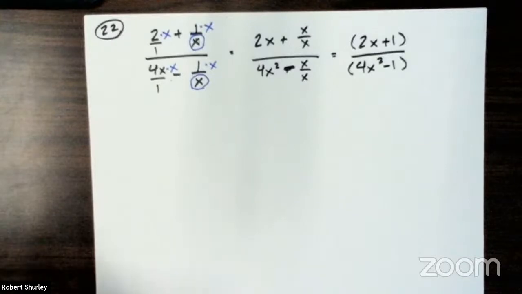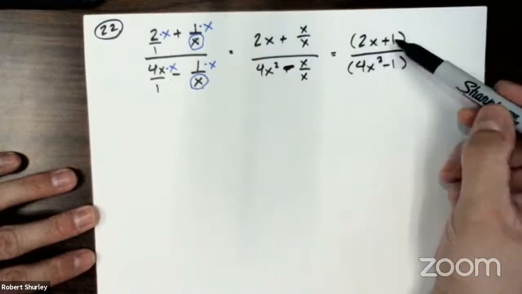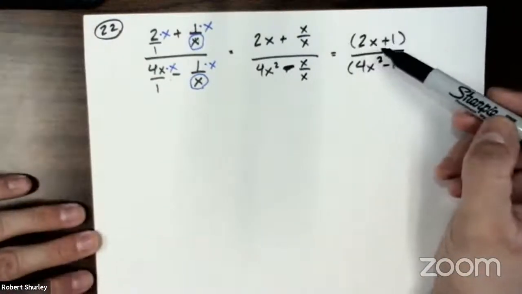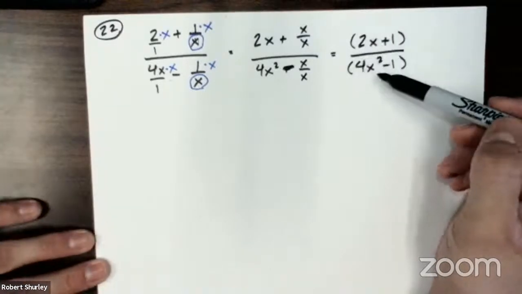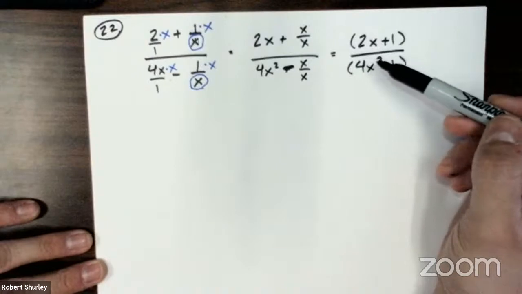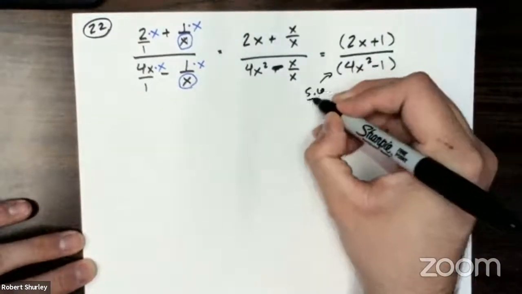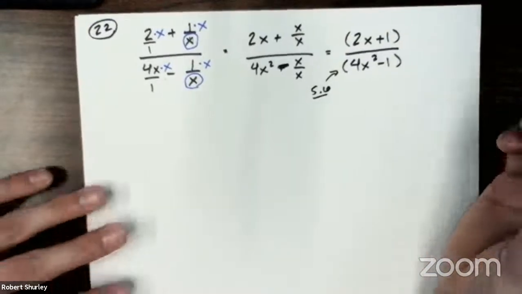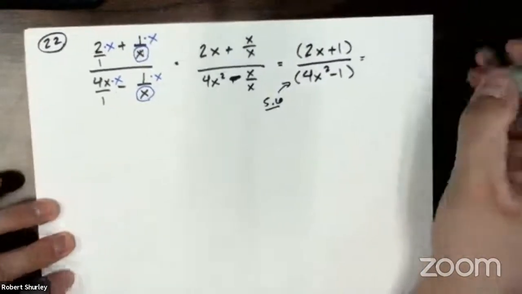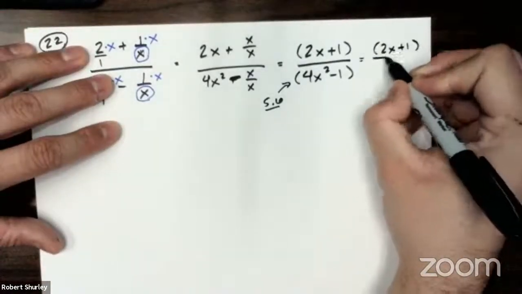And now we have to check, can we keep going? Does one of these factor? Well, the numerator is not going to factor. 2x plus 1, nothing factors out, and it's not a trinomial or second degree. The denominator, though, can factor. And this is from section 5.6. This is a difference of squares.